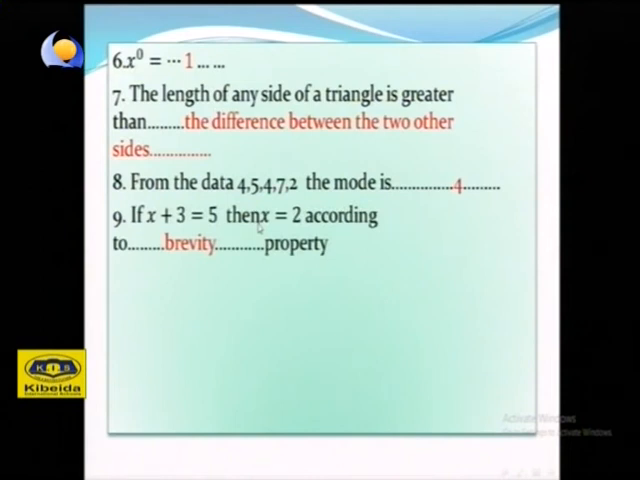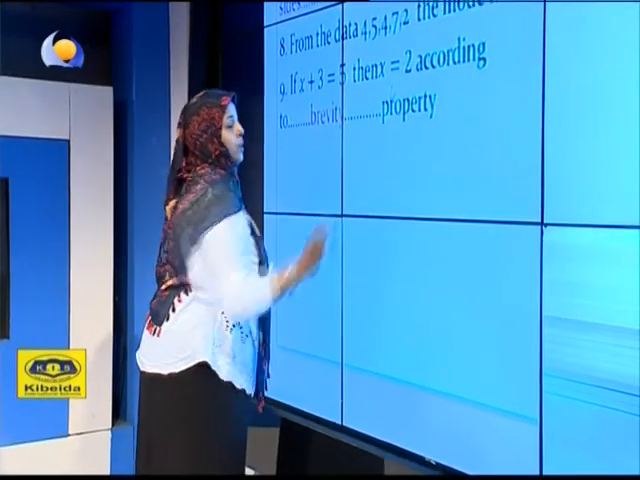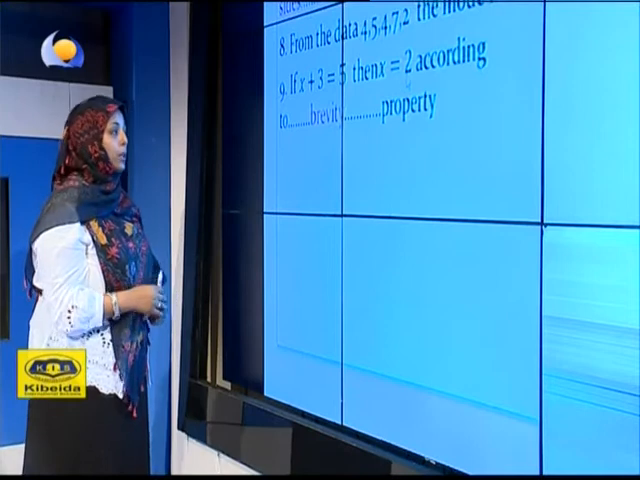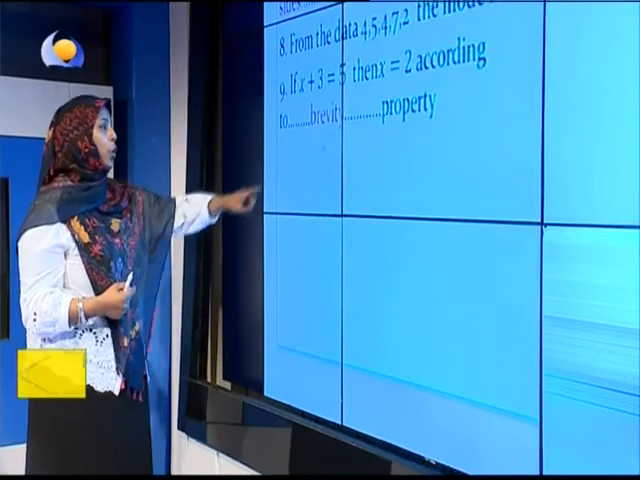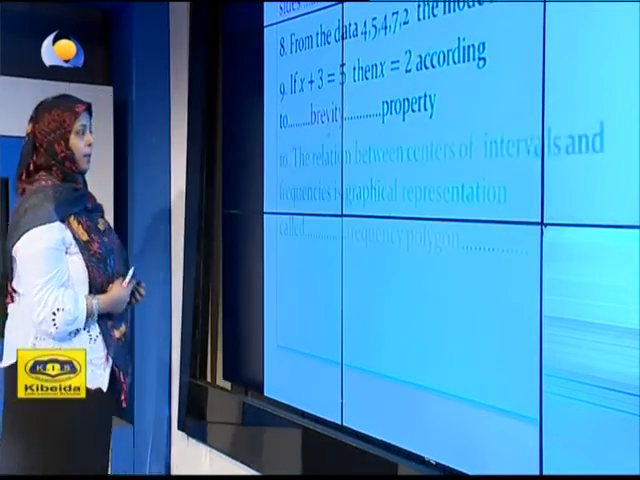Number 9, if x plus 3 equals 5, then x equals 2 according to what property? You need to look carefully. What happened? It was x plus 3 and 5. Actually, the 5 is 3 plus 2. So what I did is I canceled 3 from both sides, and what remains is x equals 2. So it's clear that I canceled, and we know that the property of canceling, we call it the cancellation property.